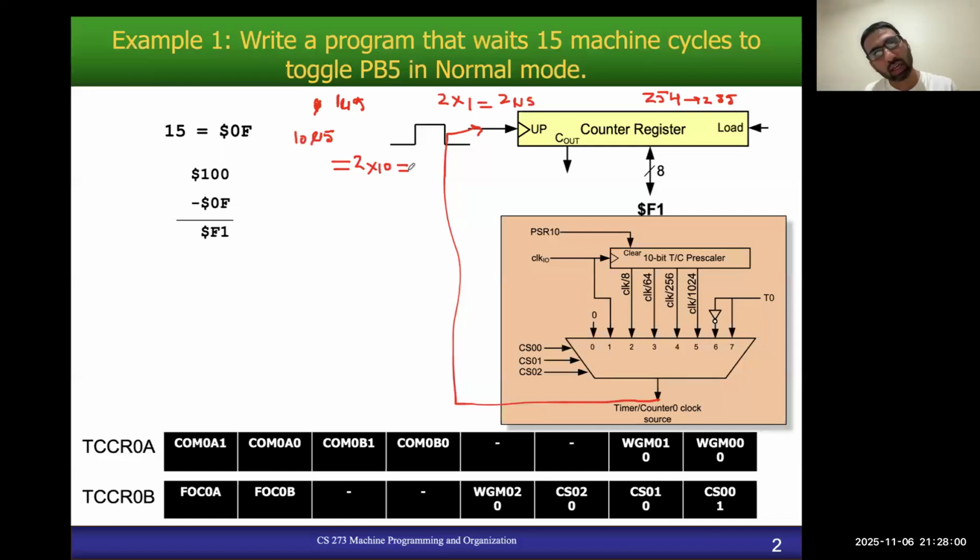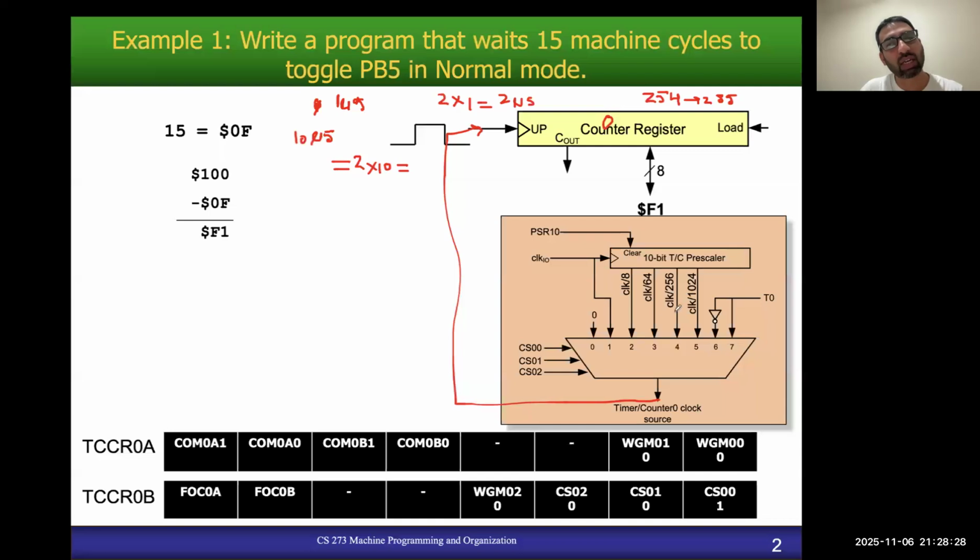So how can I generate longer delays? One way is that I keep the register value the same, but I make the clock frequency lower, a slower clock. If the clock is slower, it will take a longer time. The other option is that I keep the clock frequency the same, but I reduce the initial value of the register to 0. If I reduce it to 0, then it will take the maximum number of clocks to reach the overflow point, right?